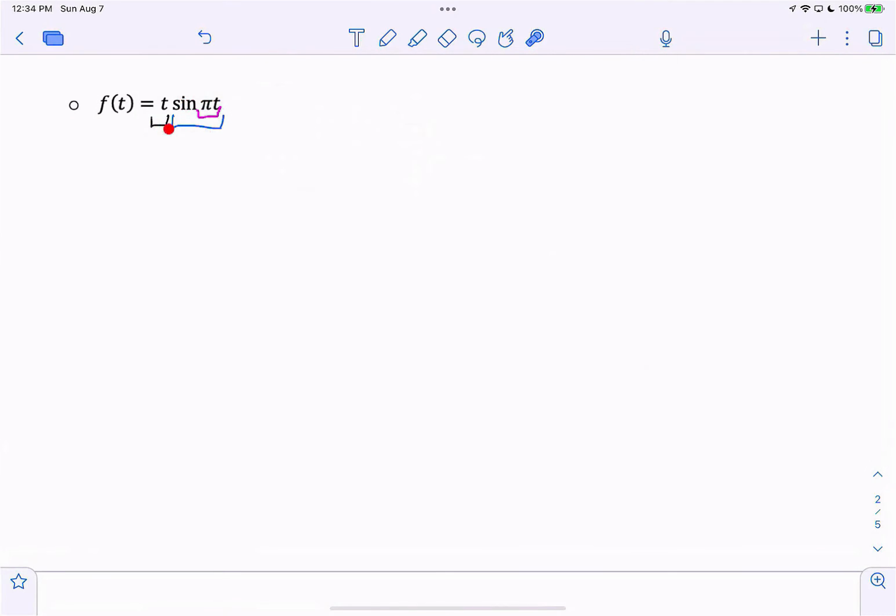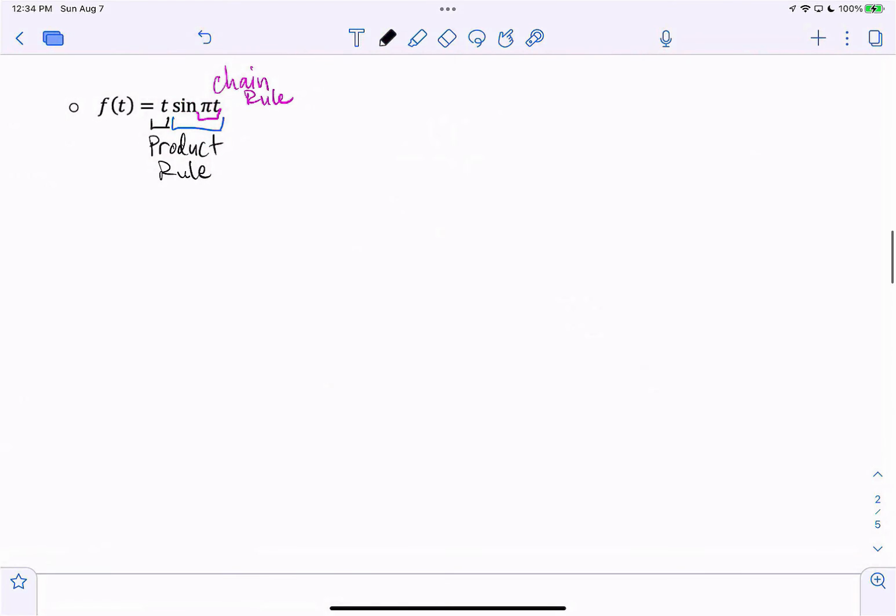When I have t times the sine of t, well, that's a product. They're next to each other. And so that's going to require the product rule. When I'm putting one bracket inside of another one, that's where I'm going to use the chain rule. Now for the product rule, I'm going to use u is equal to t, and v is equal to the sine of pi t. Now I know that pi t isn't very interesting, but it's not just plain t, and so that's why we're going to use the chain rule.